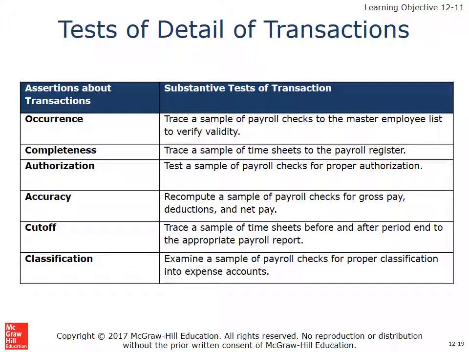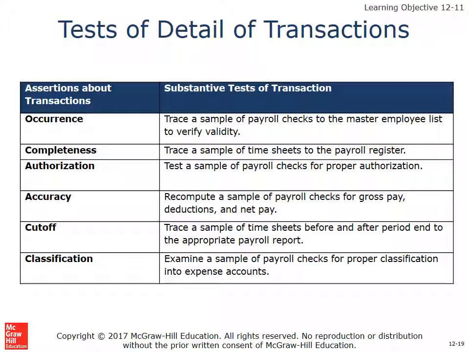Then we want to complete a test of detail of transactions. And in this process, we are looking for occurrence, completeness, authorization, accuracy, cutoff, and classification. So occurrence, a typical type of substantive test is to trace a sample of payroll checks to the master employee list to make sure that they're valid employees. Completeness, trace a sample of the timesheets to the payroll register. Did everybody who worked get paid?